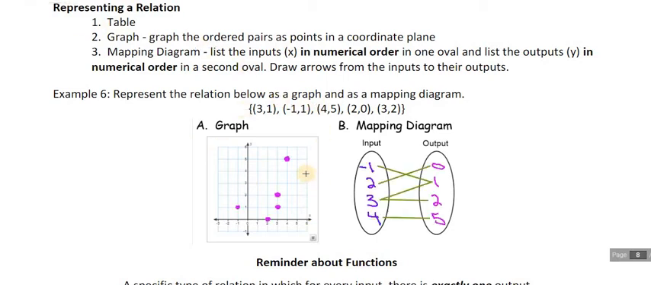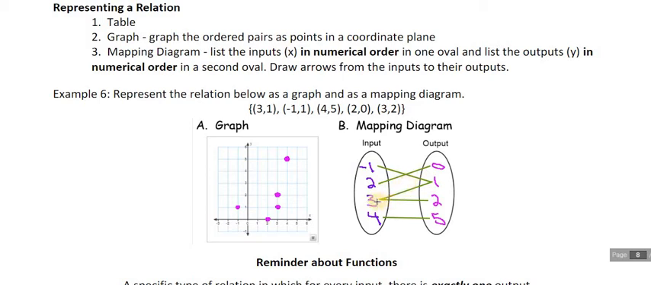Okay, so let's take a look here. Hopefully you plotted these ordered pairs correctly. Here's our mapping diagram. Notice our x's are our inputs, -1, 2, 3, and 4. Our outputs, 0, 1, 2, 5. And we draw lines to represent their relationships, their ordered pairs.